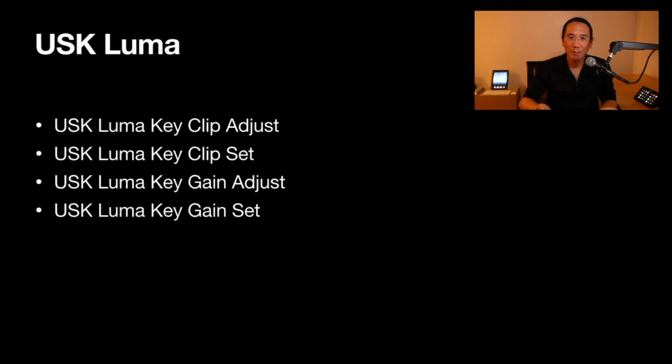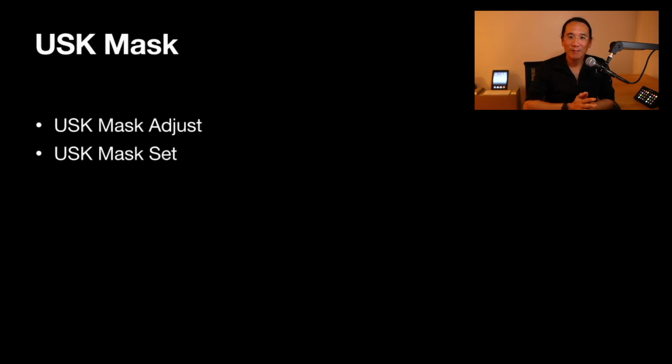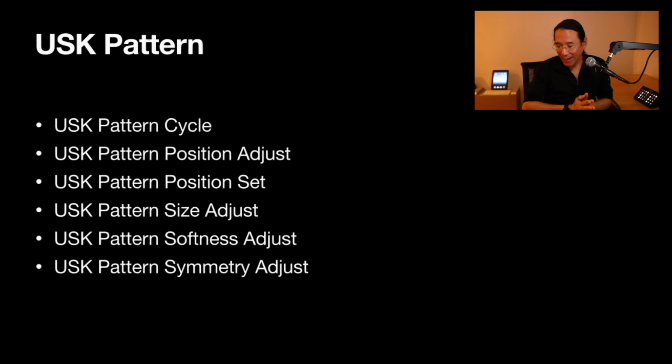Luma just has the pre-multiply key, so clip and gain. And the mask, you can adjust the mask finely using the parameter. I split those parameters up. And finally, we have the pattern. So now you can cycle through your patterns for the upstream keyer. You can adjust the position and the size, the softness, and symmetry.